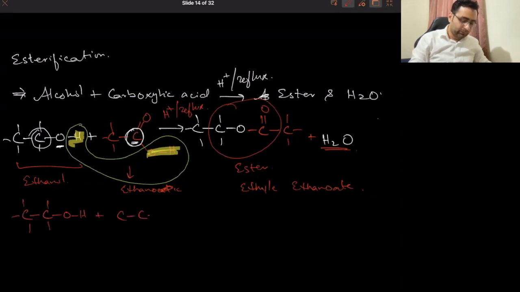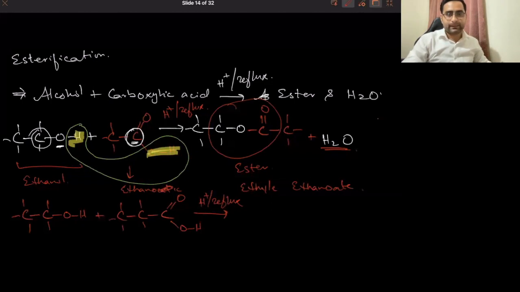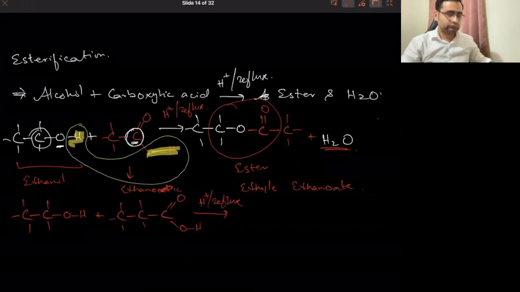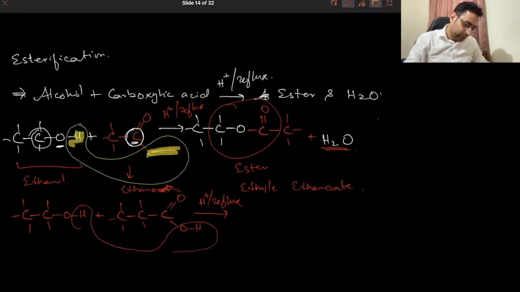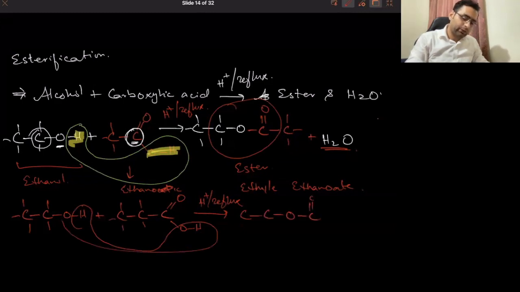And again, if ethanol is reacting with propanoic acid, what should be the product, and what's the name of this product when ethanol reacts with propanoic acid and you are doing H positive and reflux? Yes, Abdullah, ethyl propanoate. H goes from alcohol, and OH from carboxylic acid, and the product is going to be ethyl and propanoate. So this is ethyl propanoate.